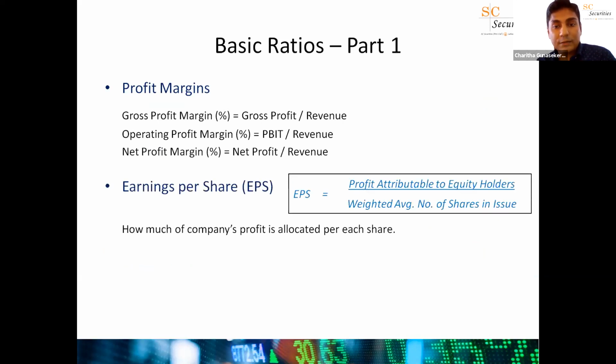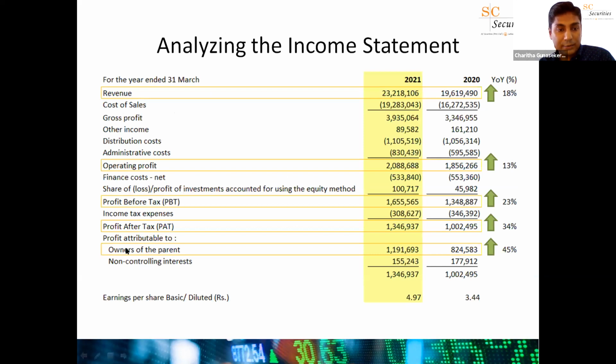Then you can calculate the earnings per share. So what you do is basically divide your profit attributable to equity holders. Let me go back to the statement. Here you can see profit attributable to owners of the parent. So this is the profit which is attributable to the equity shareholders. This is the profit that can be shared amongst shareholders, right? So what you calculate as earnings per share is you divide this particular figure, in this case 1.19 billion, by the number of shares in issue, right? So as the name suggests, it's earnings per share, right?